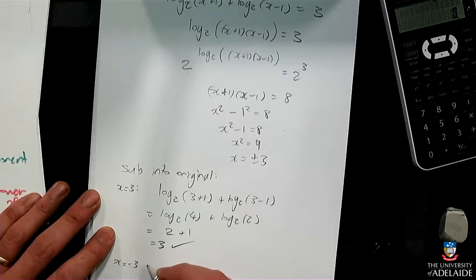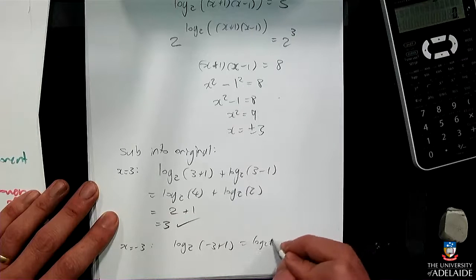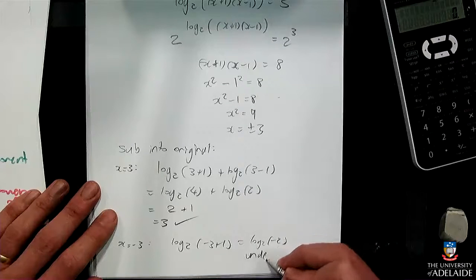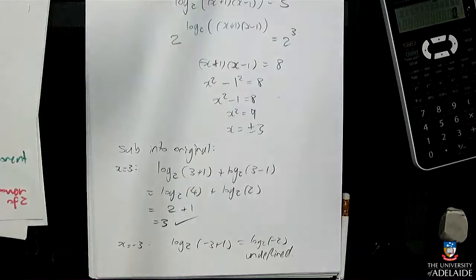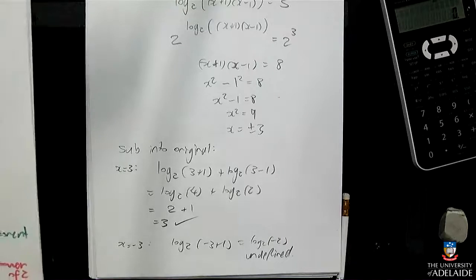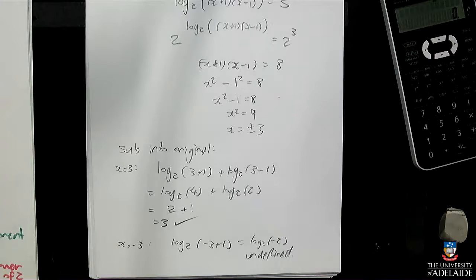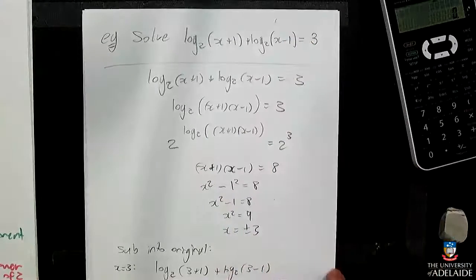x equals minus 3. Log 2 of minus 3 plus 1 is log 2 of minus 2, which is undefined. That doesn't exist. You're not allowed to do logarithms of a negative number. So that's it. Okay. So I've solved the quadratic equation. I've managed to figure out how to solve this equation here using the log laws.